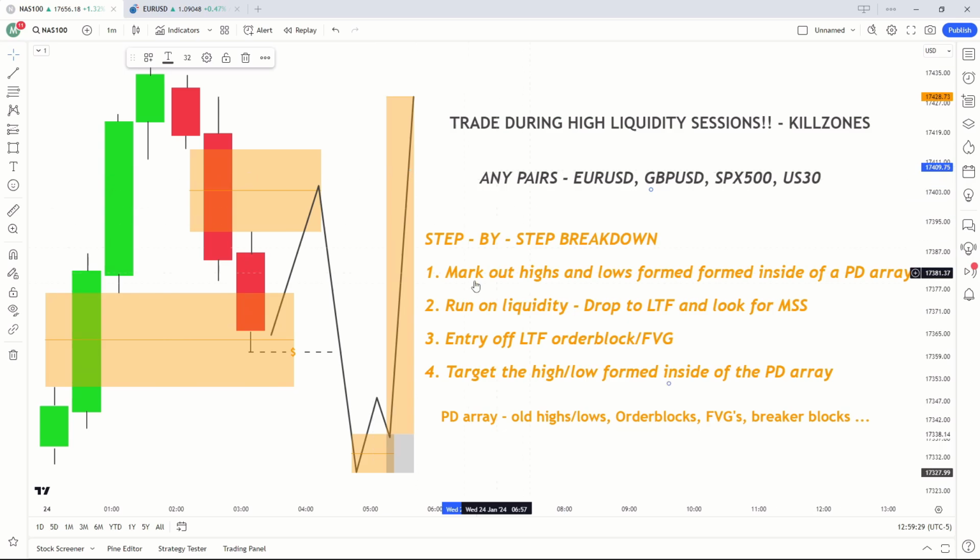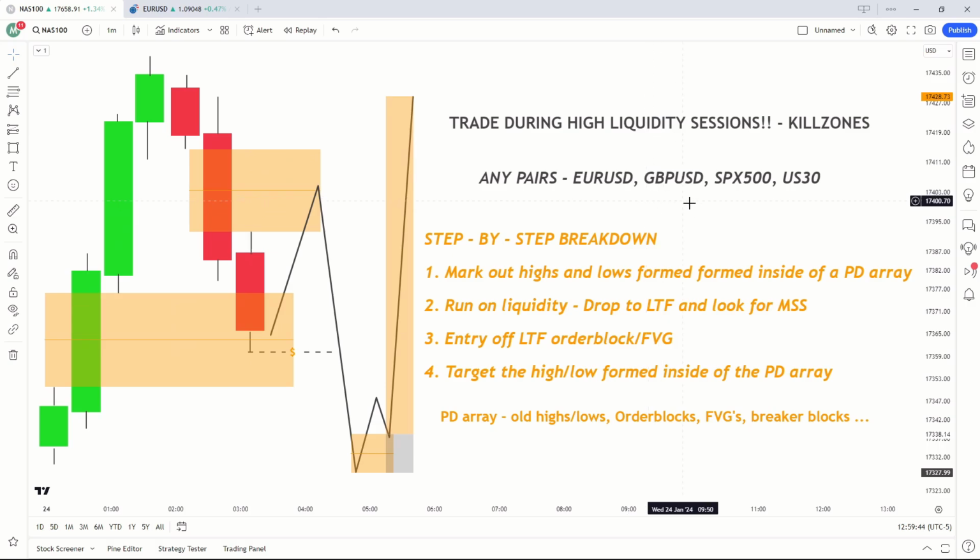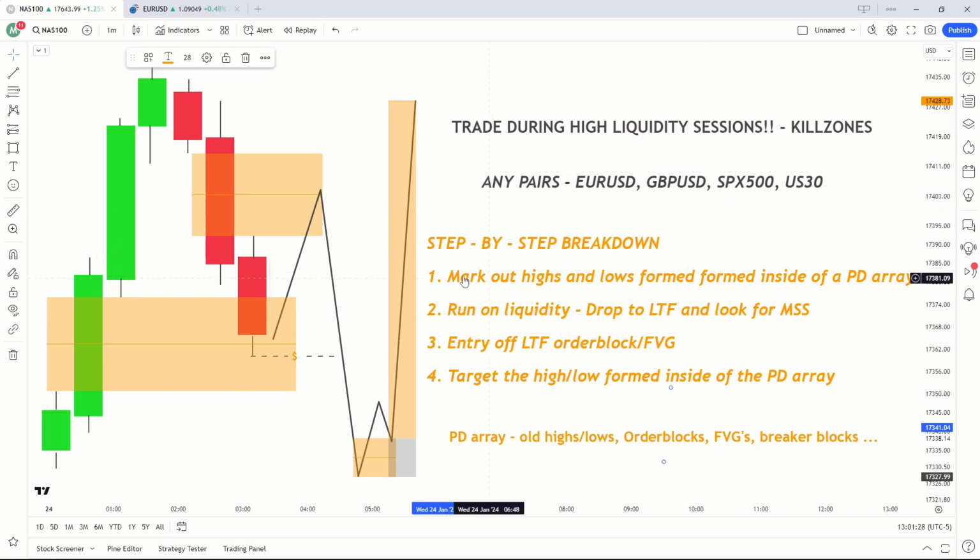So now I have taken this strategy from ICT, I have removed the blur and I have simplified it down to the most core and important parts, which has led me to this step-by-step breakdown. So in 4 parts, you'll be able to trade the strategy. The strategy is so easy, even a beginner can learn it, and it works fantastically. So starting with our step 1. Our step 1 is to mark out highs and lows formed inside of a PD array.